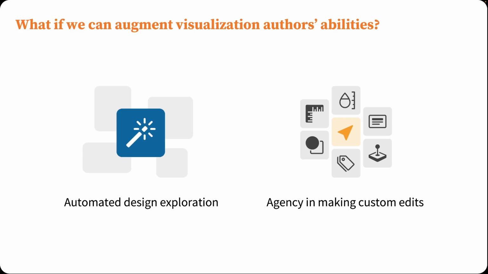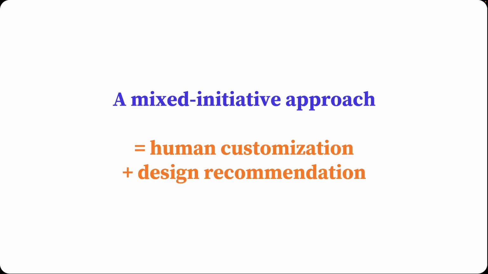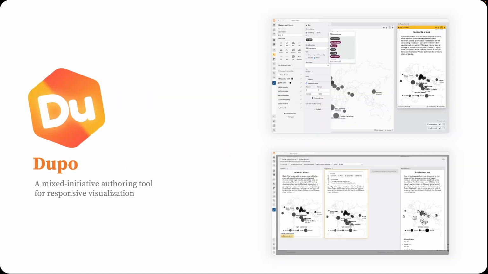Therefore, our work aims at augmenting visualization authors' abilities to create responsive visualization through automated design exploration while keeping their agency in customization. We take a mixed initiative approach to enable this combination of human customization and design recommendation. We demonstrate this approach in Dupo, an authoring system for responsive visualization that supports manual authoring features and automated design exploration.